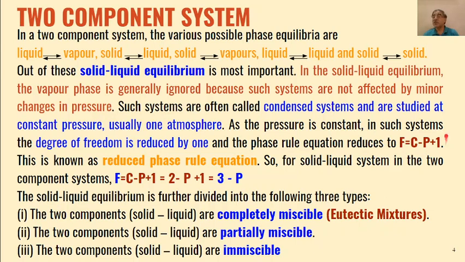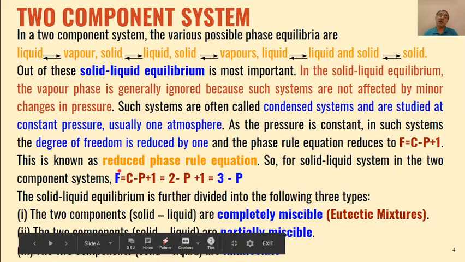C minus P plus 2. This is the Gibbs equation. But once we have kept the pressure constant, the degree of freedom is to be reduced by 1. So 2 minus 1 comes out to be 1. So the reduced phase rule equation becomes F is equal to C minus P plus 1.